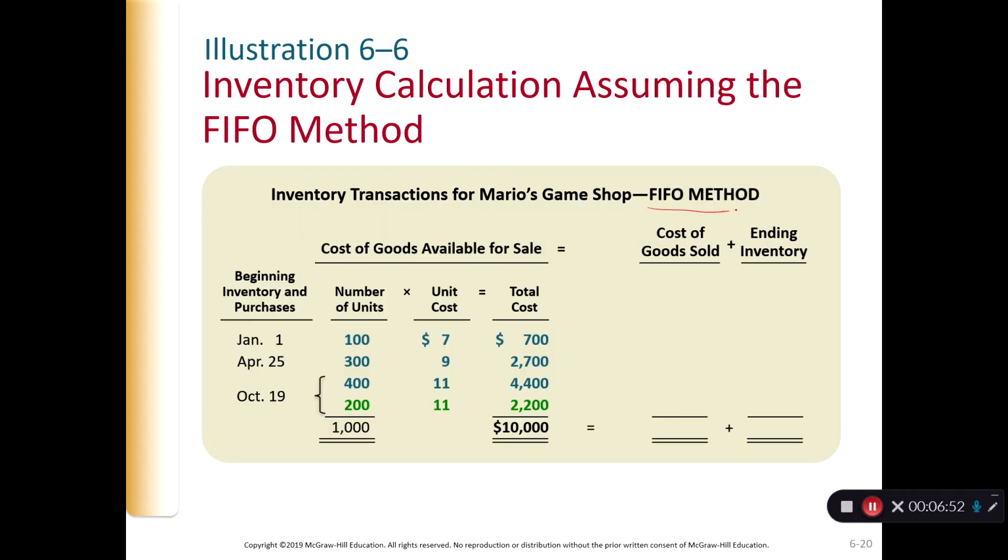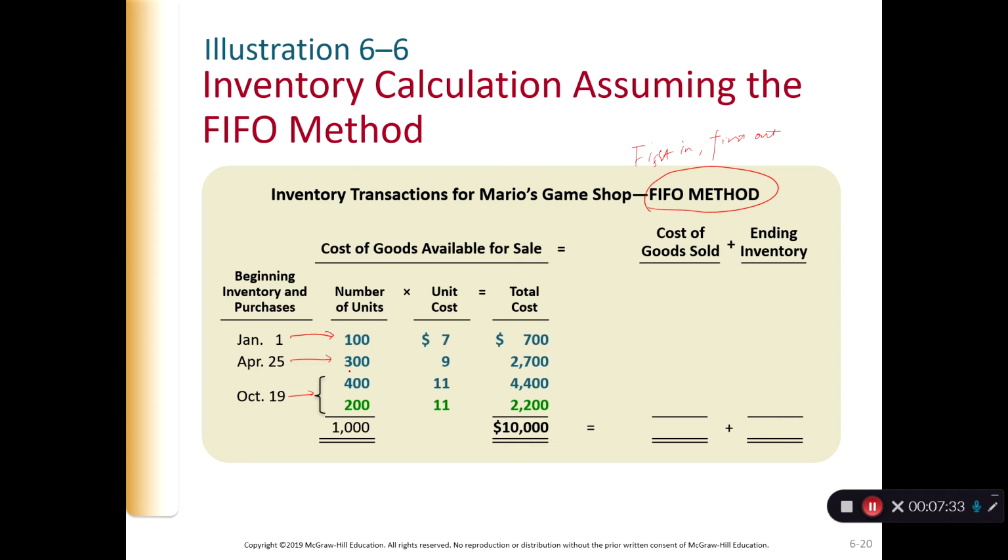First one, we use the FIFO method. FIFO, namely first in, first out. So tell me, out of these three layers of cost, the earliest in should be the ones in January, right? So these are the oldest, this is second oldest, and this is third oldest. So if I say first in, first out, the first one sold should be the oldest layer, which should be those 100 units at $7.